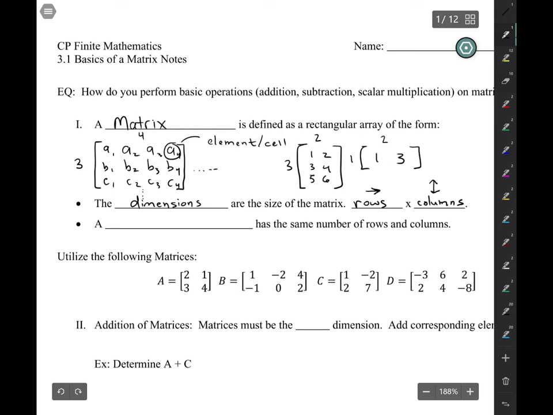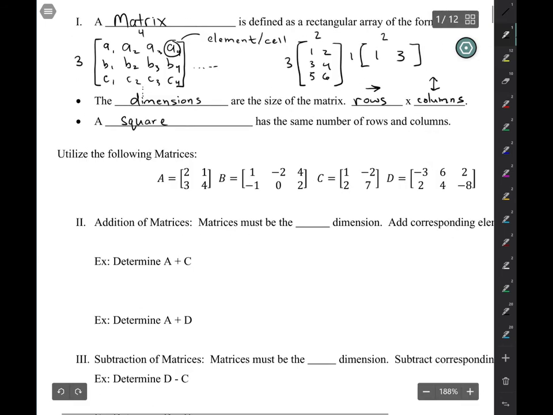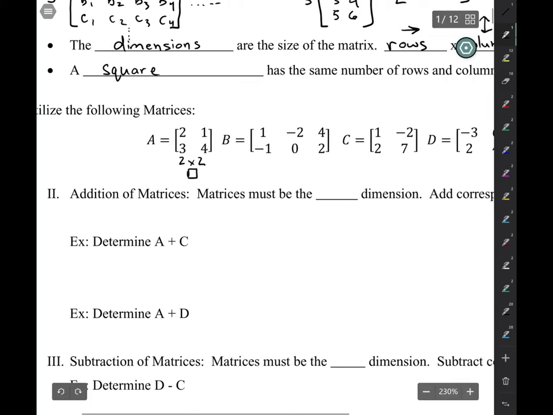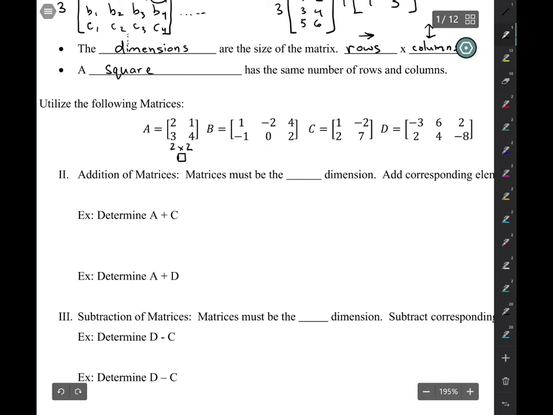A square matrix, we're going to do some work with those in the future, basically has the same number of rows and columns. So for example, down below here, we're going to be using these matrices. A would be a 2 by 2 matrix, and that's what we would refer to as a square matrix. So we're going to operate with some of these here. B is a 2 by 3. It does help to write these dimensions down. We have another 2 by 2, and we have another 2 by 3.